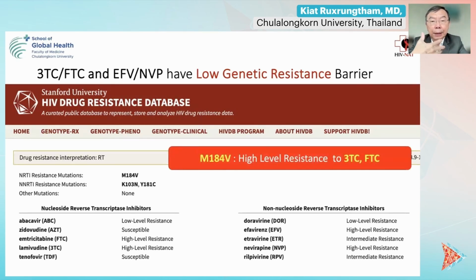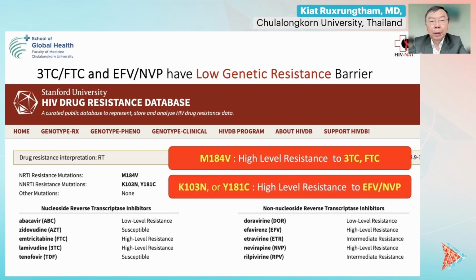Now, to give you more examples based on the Stanford database, you can see that M184V is a single mutation associated with high-level resistance to 3TC or FTC. K103N or Y181C is a single mutation associated with high-level resistance to first generation non-nucleoside reverse transcriptase inhibitors, in this case efavirenz or nevirapine.